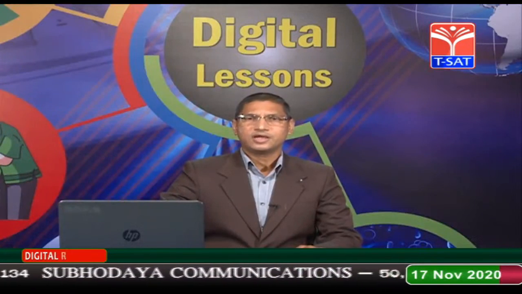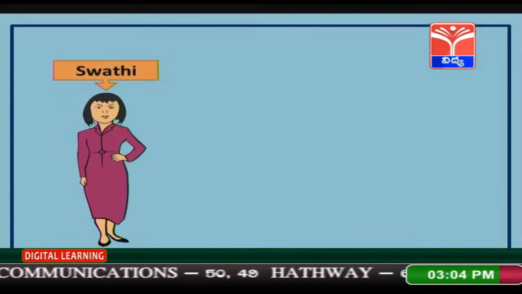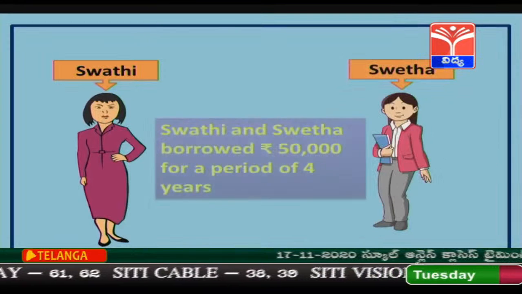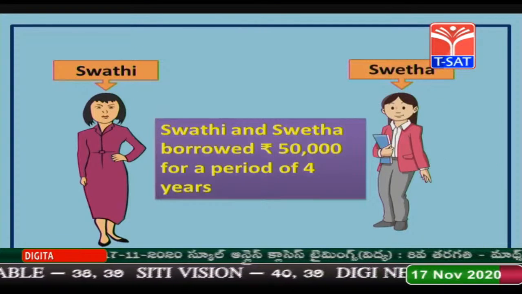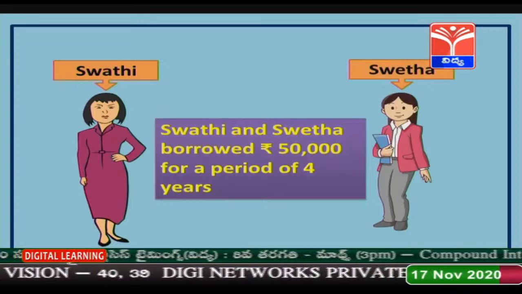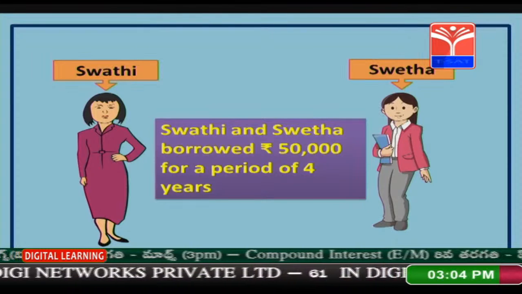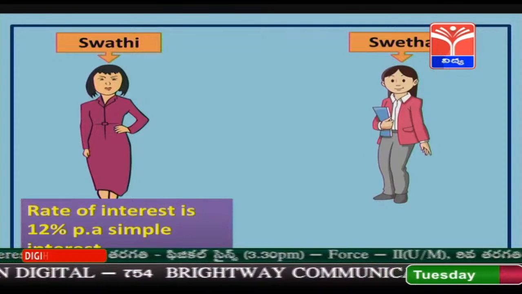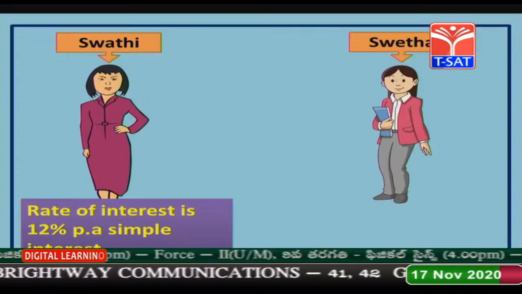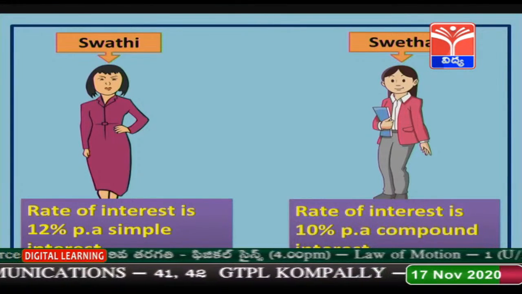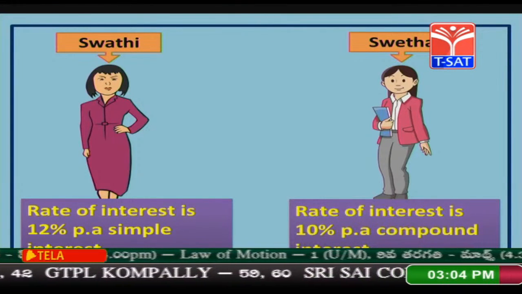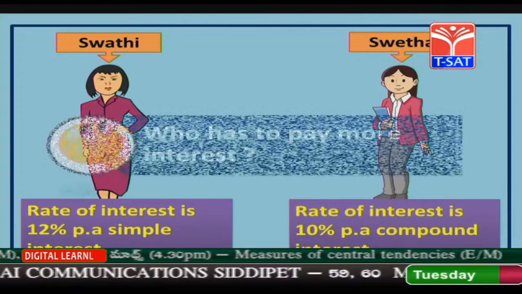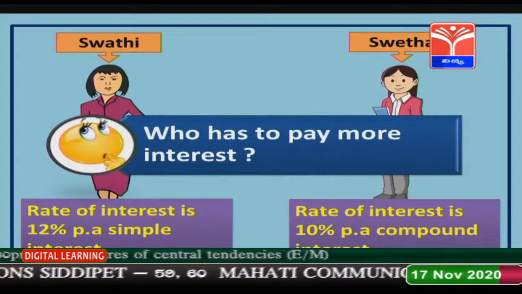So let us consider a scenario here. Meet Swati and Sweta. Both are friends and both have taken a loan of 50,000 rupees for a period of 4 years. Now Swati is paying an interest of 12% per annum as simple interest. Whereas Sweta's rate of interest is 10% per annum, but the interest is compound interest. Now children, who has to pay more interest?